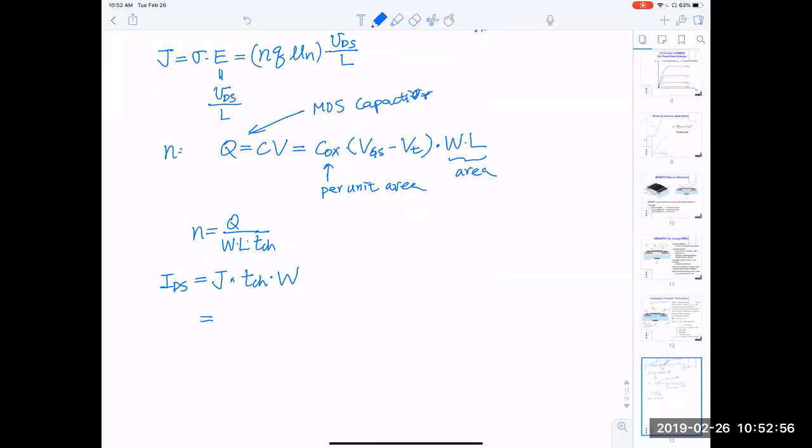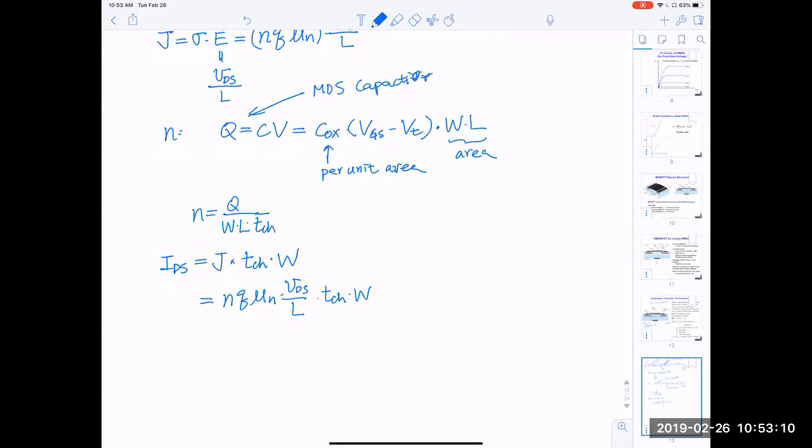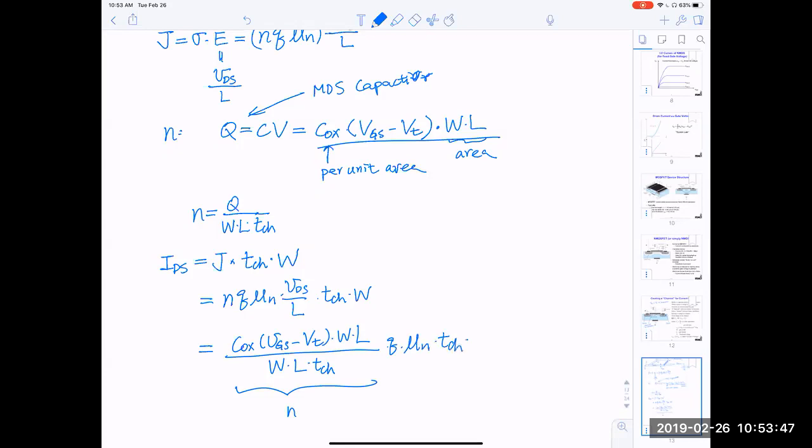So J is equal to NQ mu N times VDS divided by L, and I'm going to multiply by T channel times W. Next, I substitute into N. N is equal to Q, and Q is this value, Cox times VGS minus VT times W times L, divided by W times L times T CH. Okay, so this whole expression is N, times Q times mu N times TCH times W.